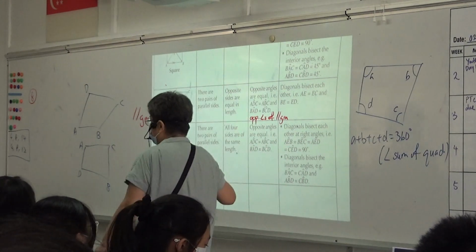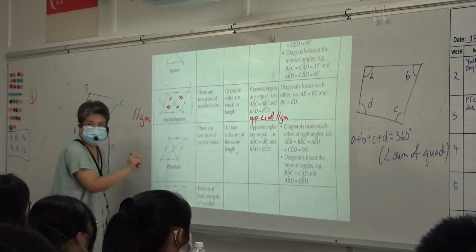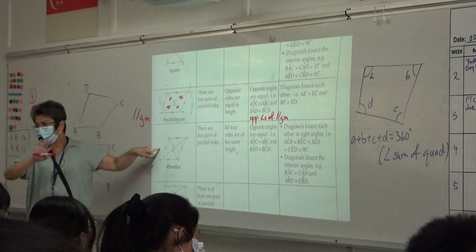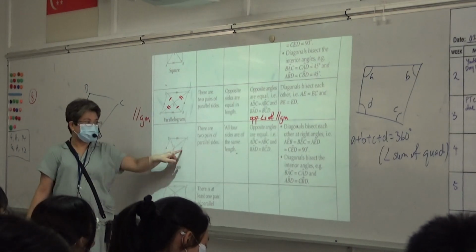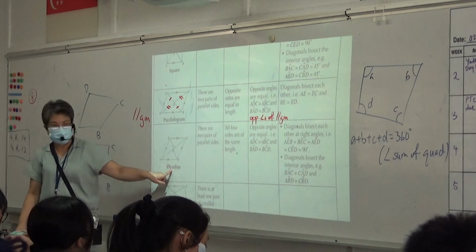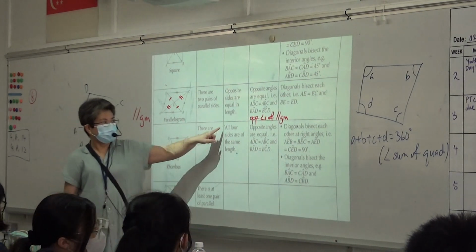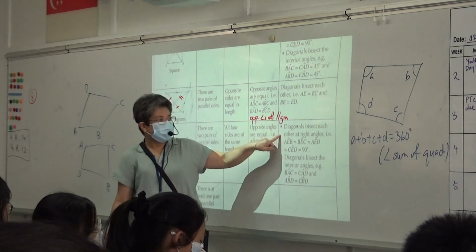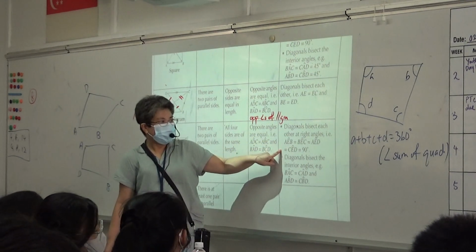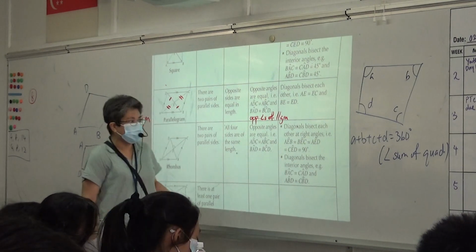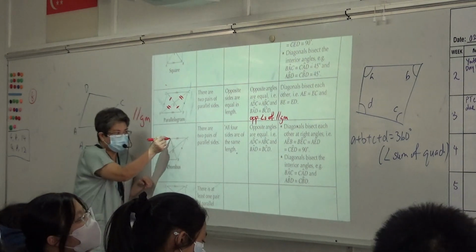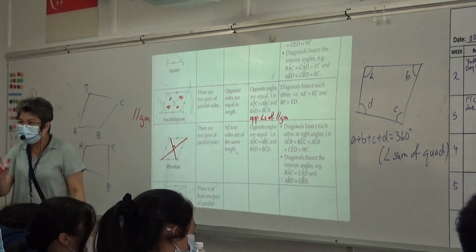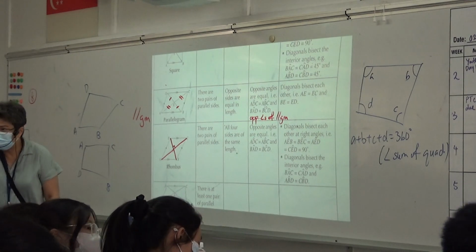Then we come to something that's important. What's this name? Rhombus. A rhombus is exactly the same as the parallelogram, just that all four sides are what? Equal. There are two pairs of parallel sides, all four sides of the same length. Opposite angles are equal. Diagonals bisect each other at right angles. Diagonals bisect the interior angles. This one is important because the diagonals bisect at right angles, just like the square. You understand what I'm talking about?